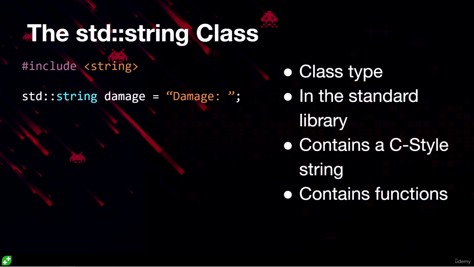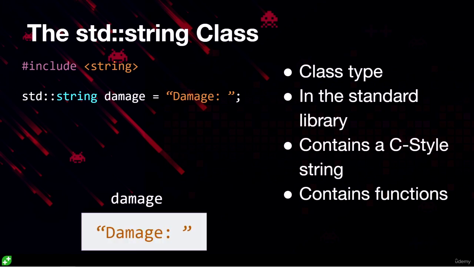This is how we declare a new variable of the string type. Notice the string keyword is prefixed by std and the scope resolution operator. This std is the name of a namespace, which is a space which contains code, functions, and variables, which can be accessed by using the name of the namespace along with the scope resolution operator. Here we're declaring a string called damage and initializing it with a string literal.